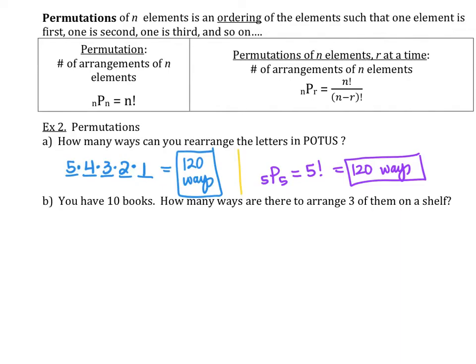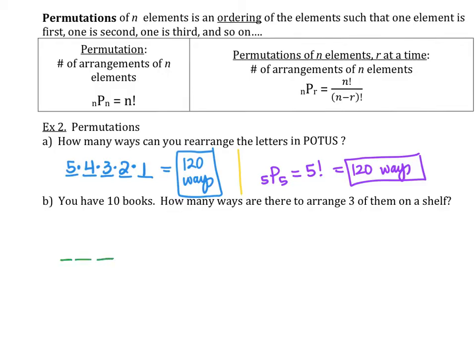Now I'm going to consider example B, and it's going to be an example of the permutation of n elements r at a time. So now I have 10 books. I want to arrange 3 of them on a shelf. I'm going to do it using the counting principle, and then I'll do it using the formula. There are only 3 spots on the shelf.